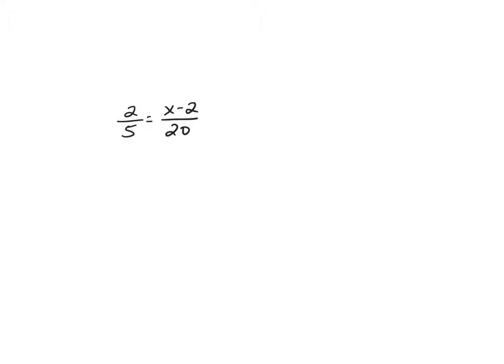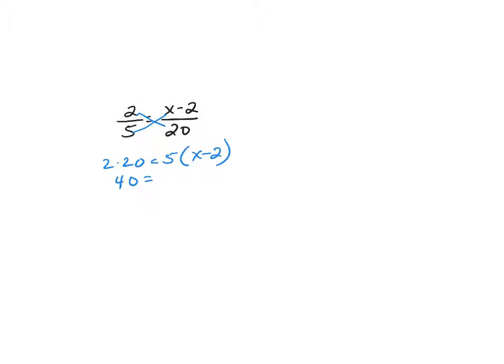We can use this idea in order to solve more complicated rational equations. So I have 2/5 is equal to (x − 2)/20. So I know that 2 times 20 has to equal 5 times (x − 2). If I'm going to go through and solve that, 2 times 20 is equal to 40.